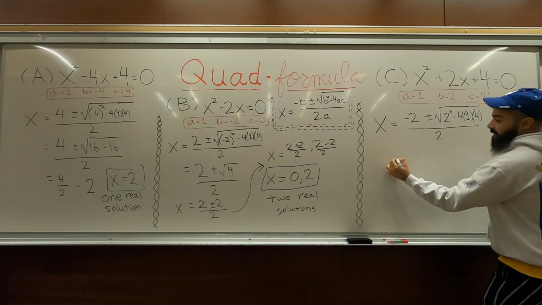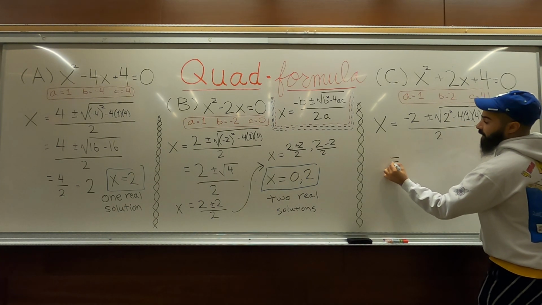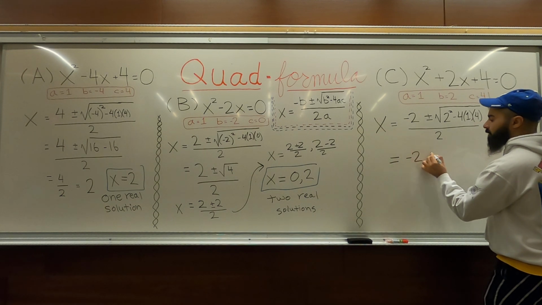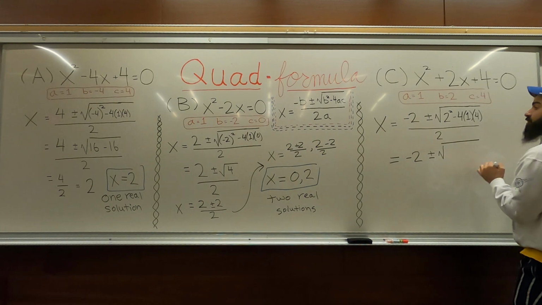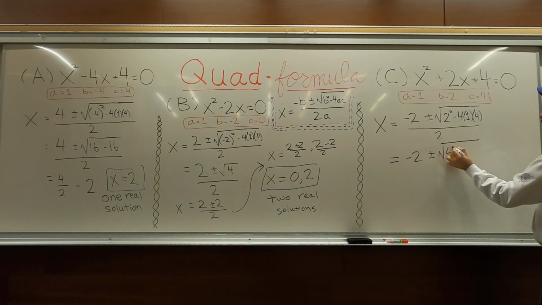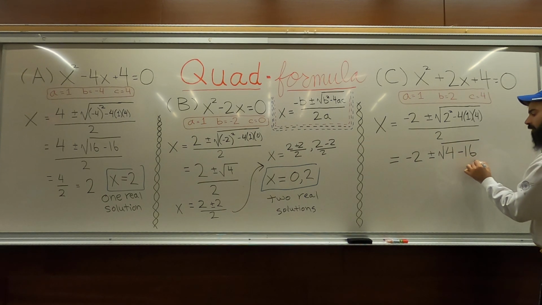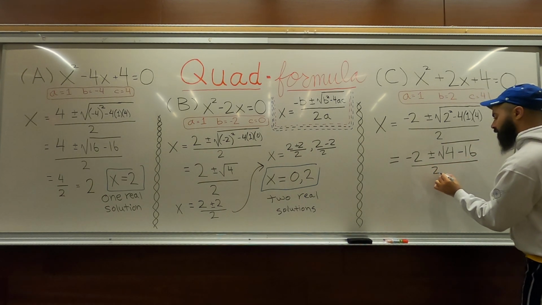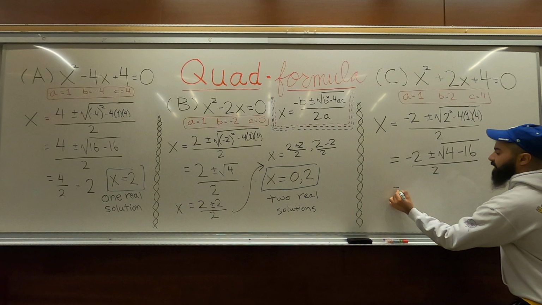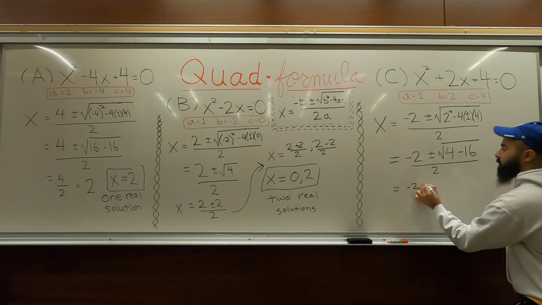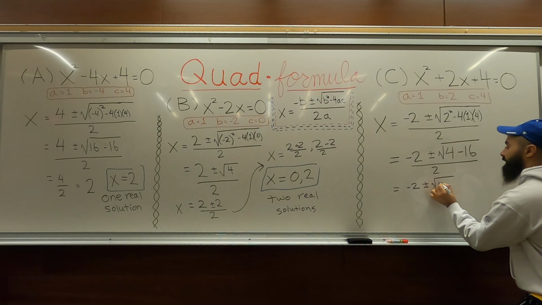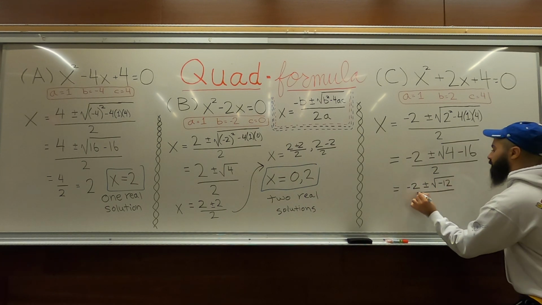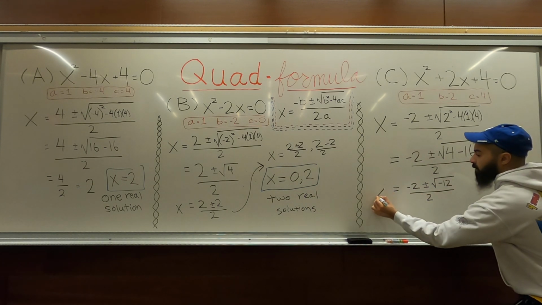Inside the radical is what we're going to simplify. So this is equal to negative 2 plus or minus. So 2 squared is 4. 4 times 4 is 16. All over 2. This becomes negative 2 plus or minus square root of negative 12 all over 2.